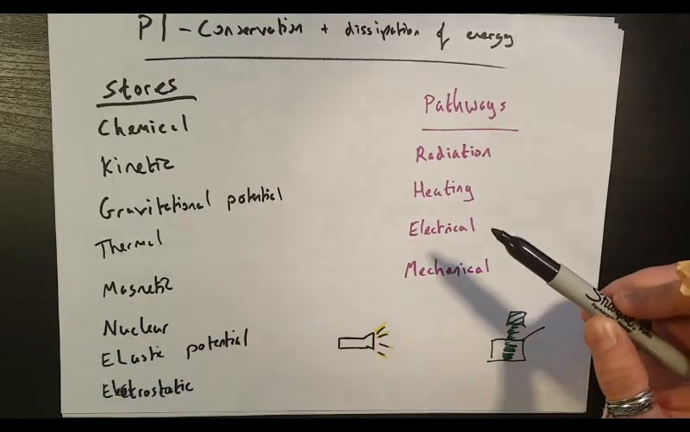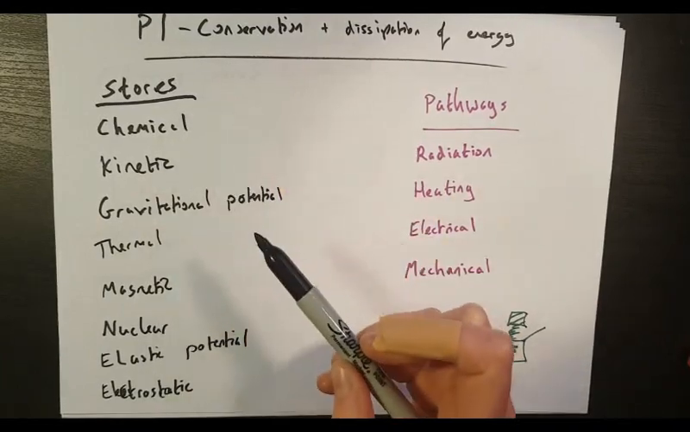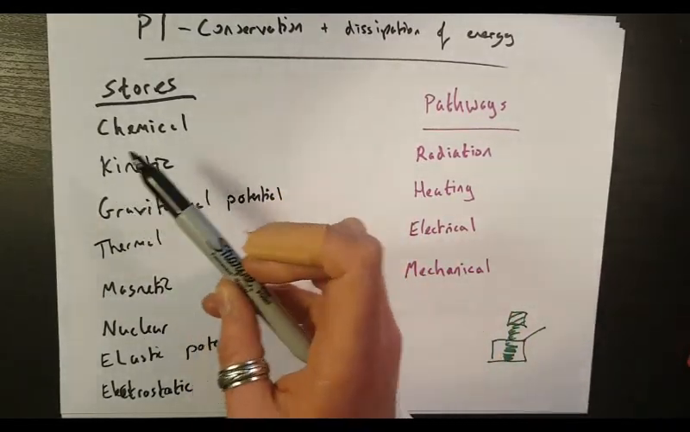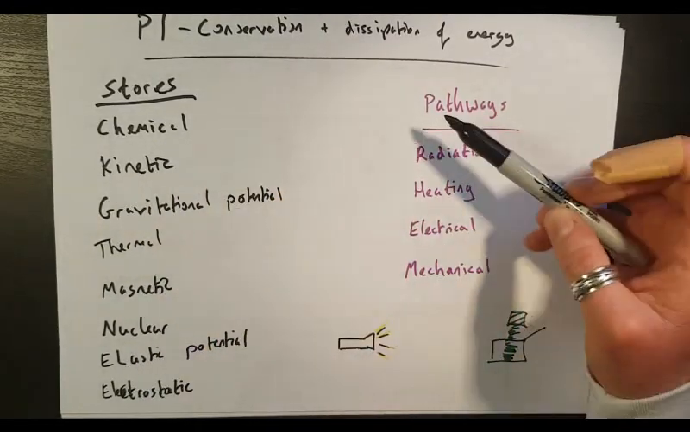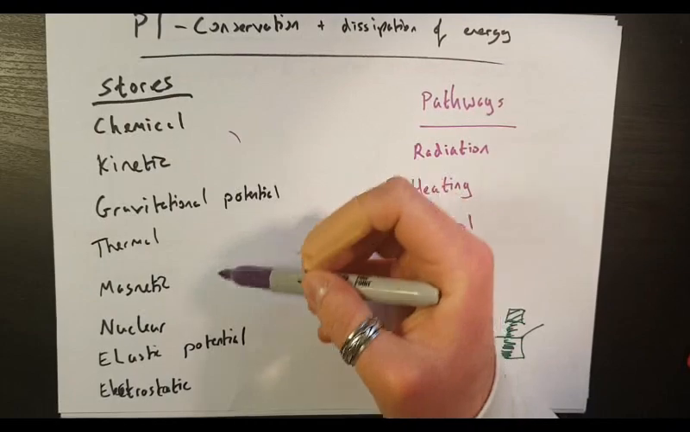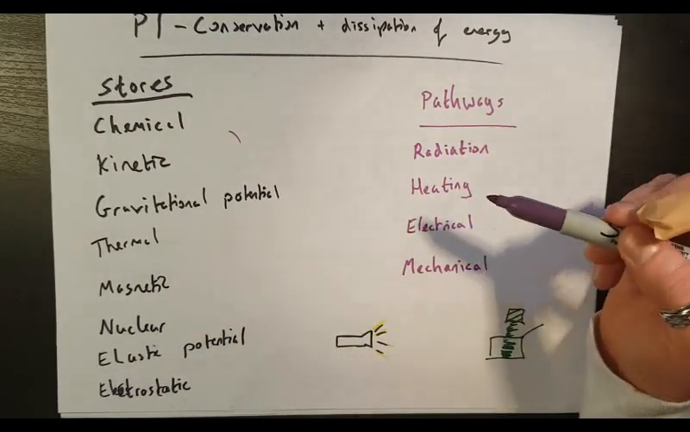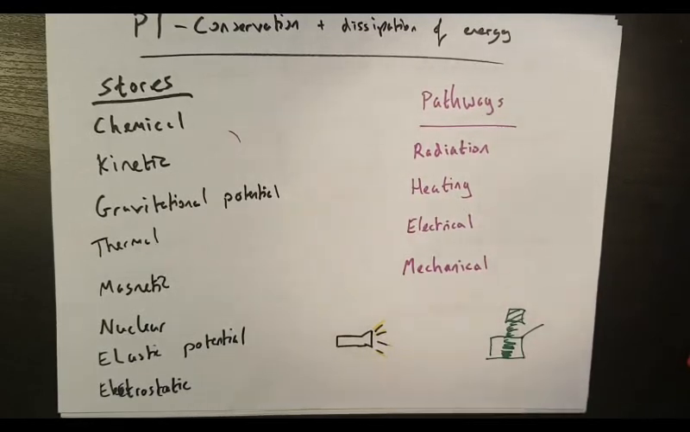Then we've got our pathways. We've got to be clear here. Stores, this language, means energy is stored in this format. Our pathways are how we go in between these stores. So if we're going from one store to another, we have to be going via a pathway mechanism. So what are these pathways, or what are these transfers?